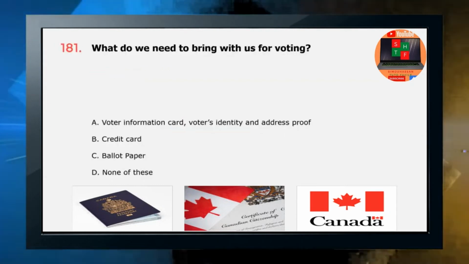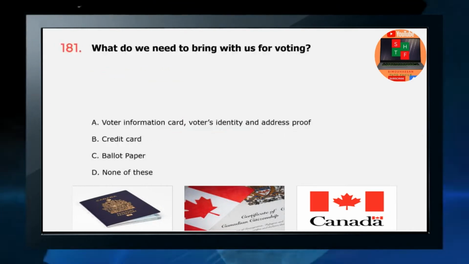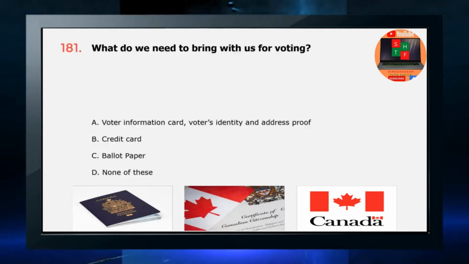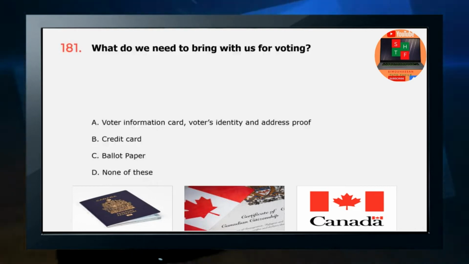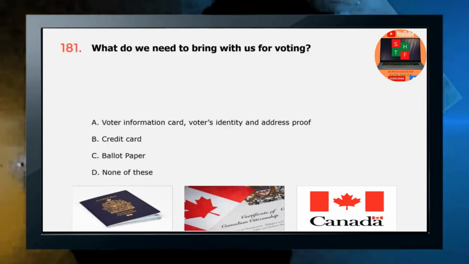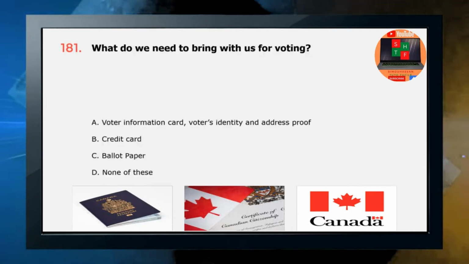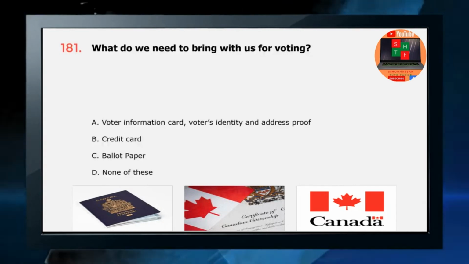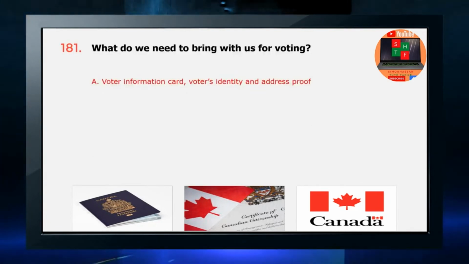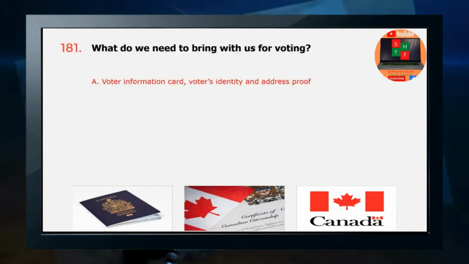Question 181. What do we need to bring with us for voting? A. Voter information card, voter's identity, and address proof. B. Credit card. C. Ballot paper. D. None of these. The answer is A. Voter information card, voter's identity, and address proof.